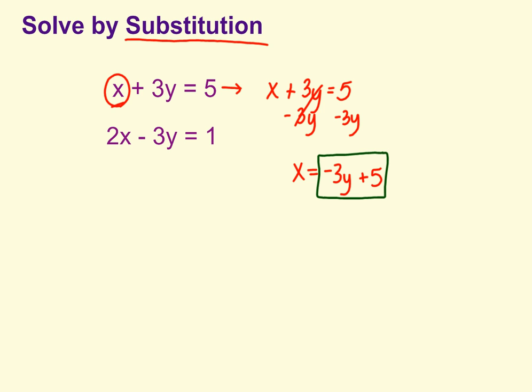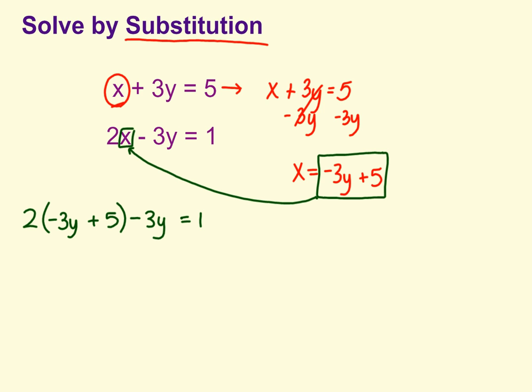I'm going to substitute that into the equation we have not used yet. If you notice, we took the top equation and solved for x, so we're going to plug this into the bottom equation. And because it's x equals, it's going to go in for the x. So we rewrite this equation. We have 2 times x, so 2 times, now instead of this x right here, we're going to replace it with that negative 3y plus 5. And then we'll just keep writing the rest of the equation, minus 3y equals 1. So we just substituted one equation into the other one. That's why it's called substitution.